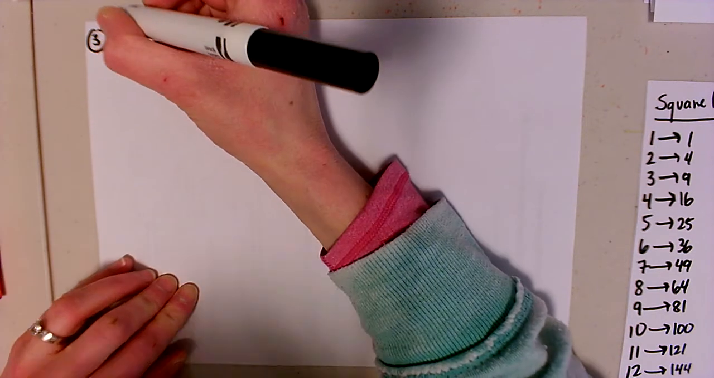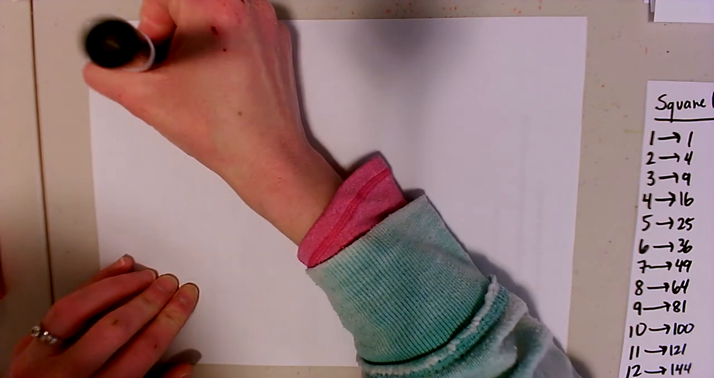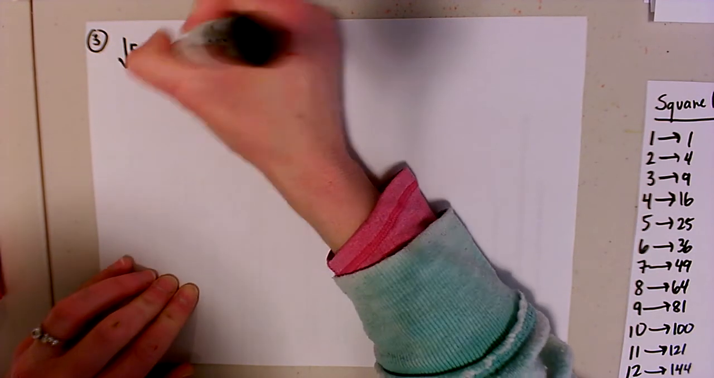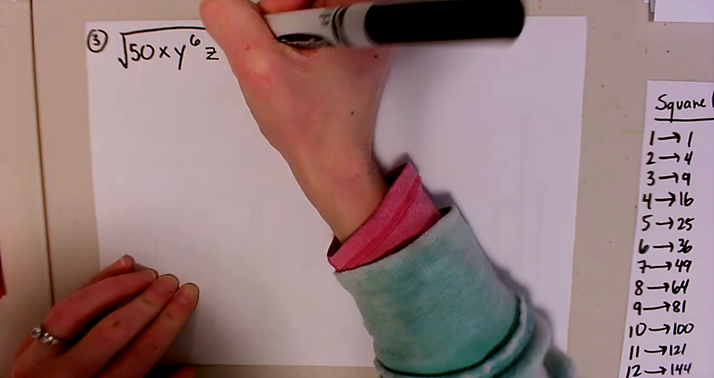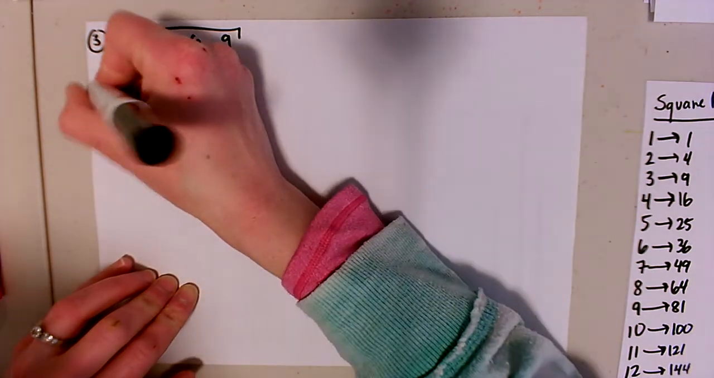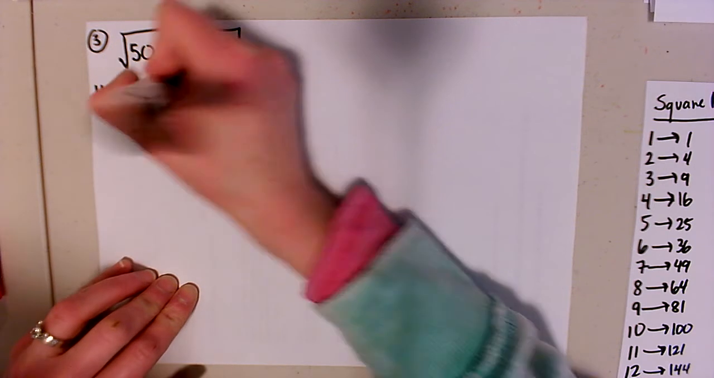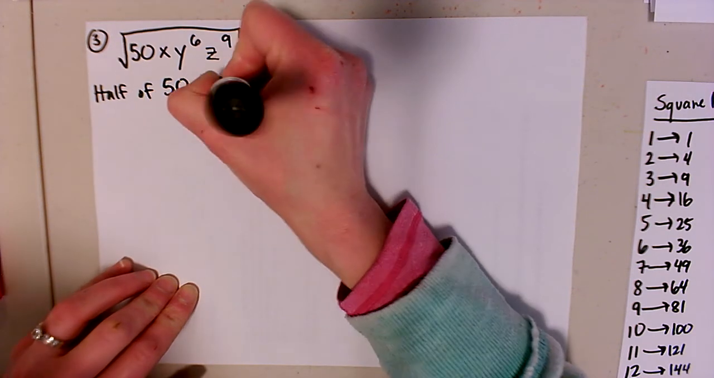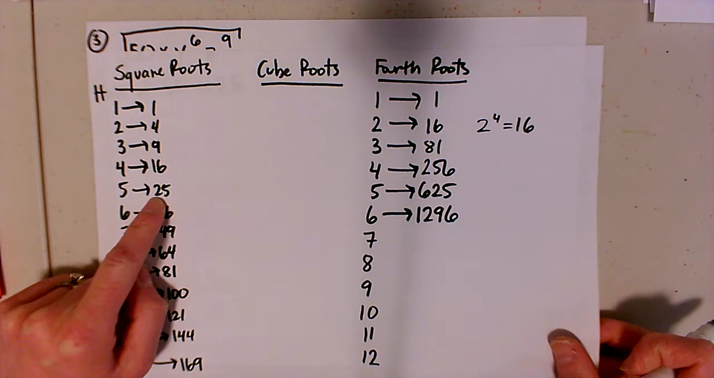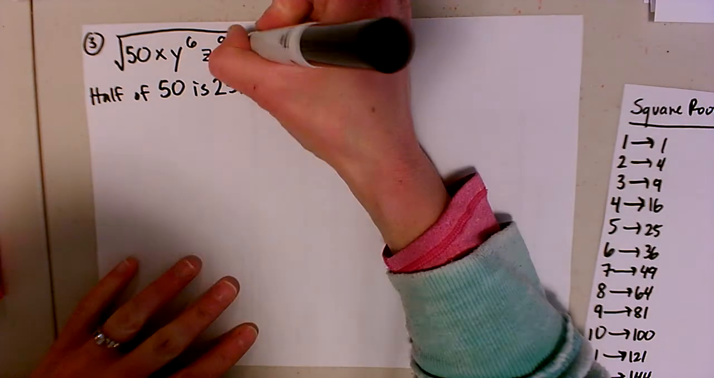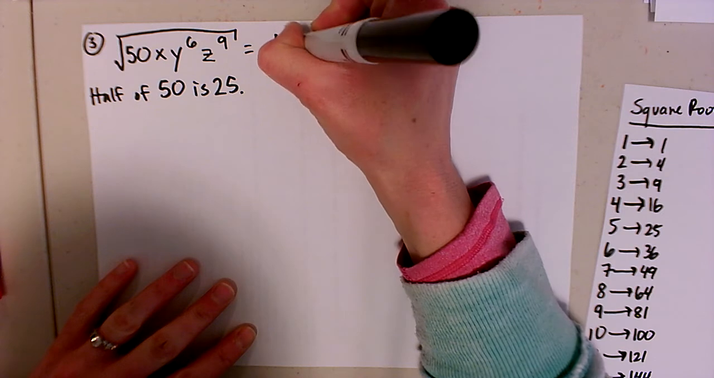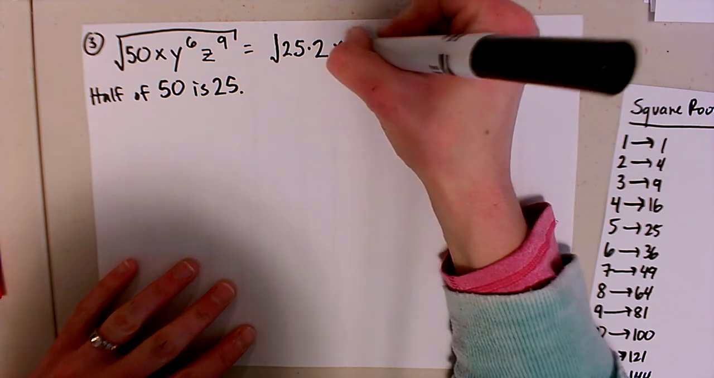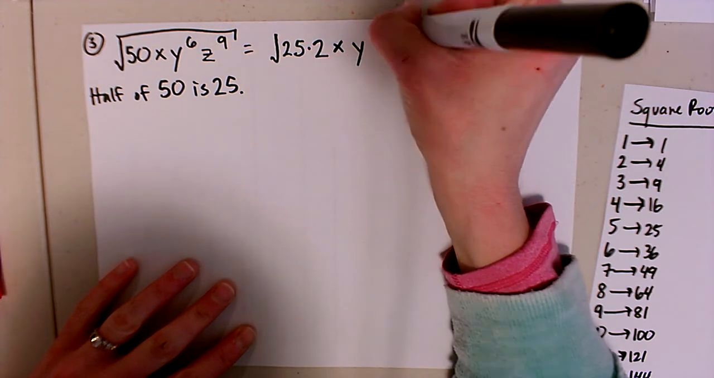So for number 3, I have the square root of 50 x y to the 6th z to the 9th. Okay, so 50 we know is not a perfect square, so we start off with what is half of 50? Half of 50 is 25. Okay, so then we check our list. Well, lucky for us, 25 is on the list. So then we can go ahead and rewrite 50 as 25 times 2. And then we still have x, y to the 6th, z to the 9th.